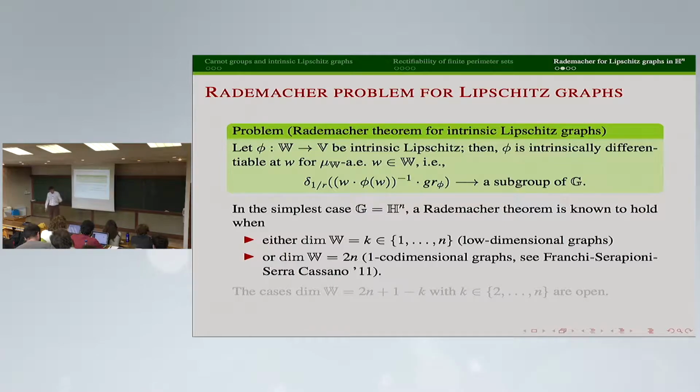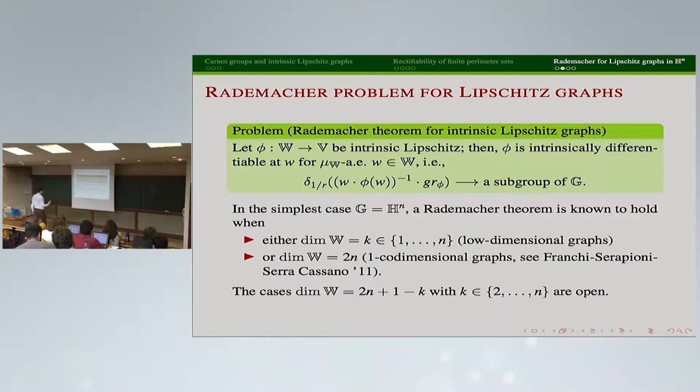This is the topological dimension, okay? So it must contain the direction t, and then it's a hyperplane in Heisenberg. So in this case, a Rademacher theorem is known, and the reason is that an intrinsic Lipschitz graph will separate your space into two regions, each of which has a finite perimeter. And in the Heisenberg group, you have a blow-up property for sets with finite perimeter, and this blow-up property is intrinsic differentiability for such graphs.